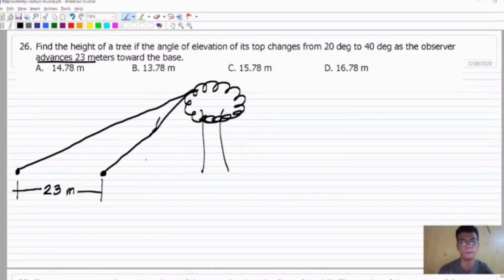And by inspection, kapag ganito ang figure, kung sino yung mas malapit na point, siya yung may mas mataas na angle, diba? Siya yung mas nakabuka. Kaya ito ay 20 degrees, pero sinabi naman sa problem, diba? From 20 degrees, magiging 40 degrees daw ang angle of elevation.